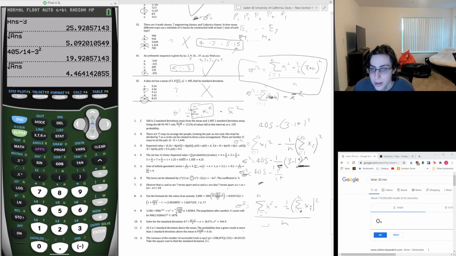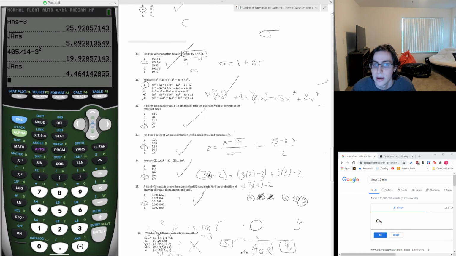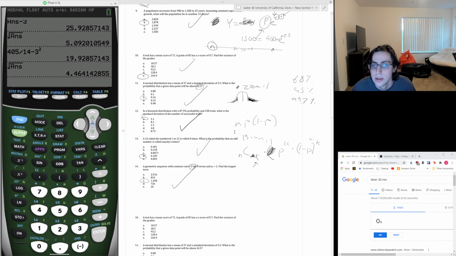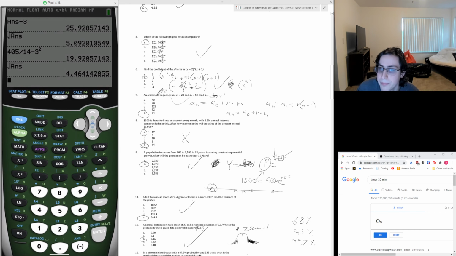Okay, and then, yeah, that's how you do that problem. 4.46 is your answer. Okay, what was the problem that I was struggling with up above, that I said we're going to get back to? It was this bad boy.